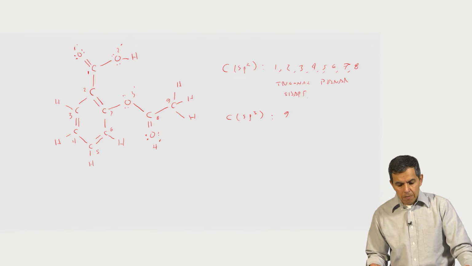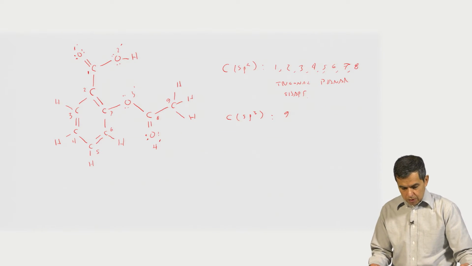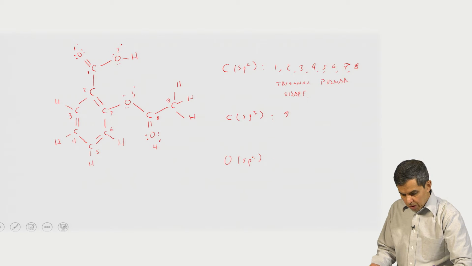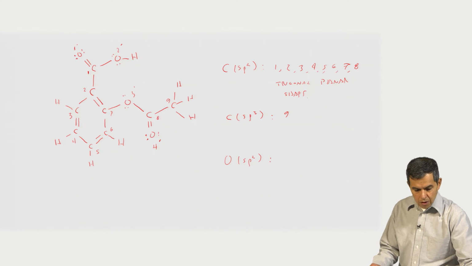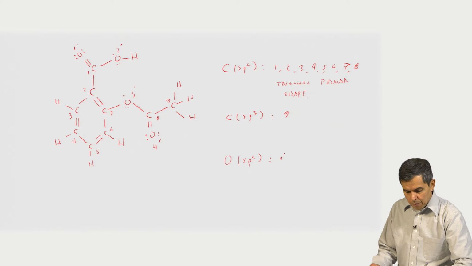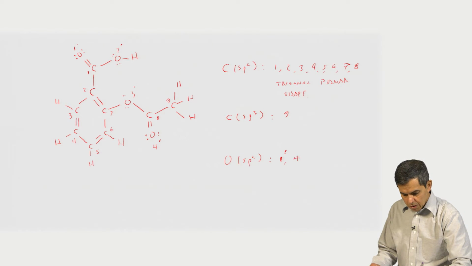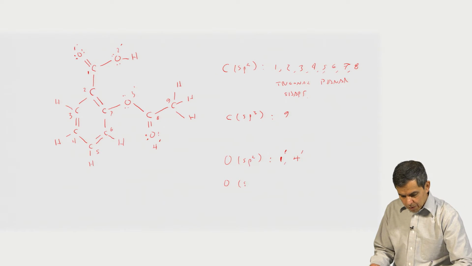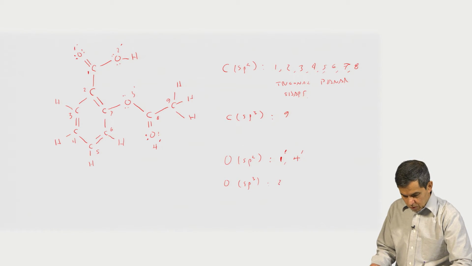We also can do the same analysis of hybridization for oxygen. For sp2 hybridization, we are going to have oxygen 1' and oxygen 4'. And we also have oxygens with sp3 hybridization, which would be oxygen 2' and oxygen 3'.